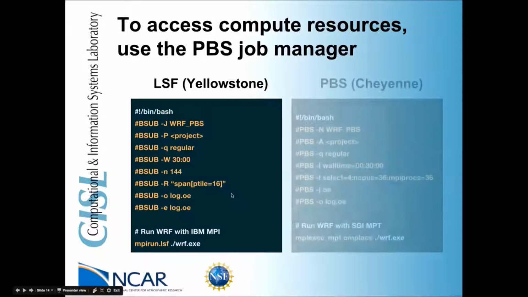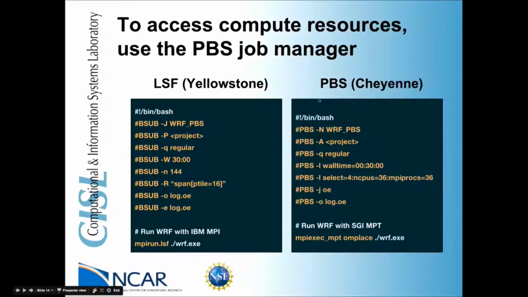Now on Cheyenne with PBS, it's pretty much the same, but the syntax is, of course, different. Here we have PBS directive statements. You have the job name, the project code. Here it's a -A, not a -P. That's something that can trip you up. Again, the queue, the wall time is set with this -l. That's an l, not an I, a lowercase L. -l walltime equals, and then you'll notice you'll have hours, minutes, seconds instead of just minutes, seconds.